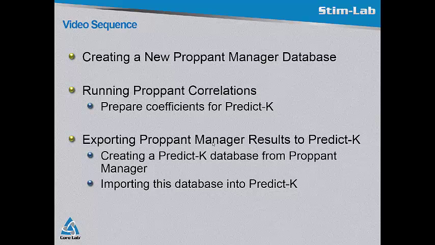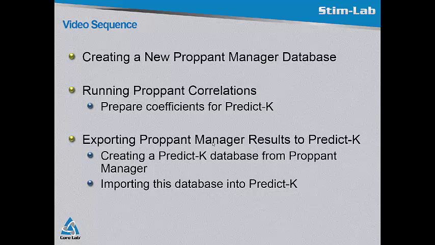Proppant Manager contains all of the conductivity testing data used to create the PredictK Proppant database. This data is provided to give users a sense of what goes into the models of PredictK. In order to protect the integrity of the data, the default databases for both Proppant Manager and PredictK are locked and cannot be edited. Therefore, in order to put new proppants and tests into PredictK, you will have to create a new database. This video will illustrate that process.